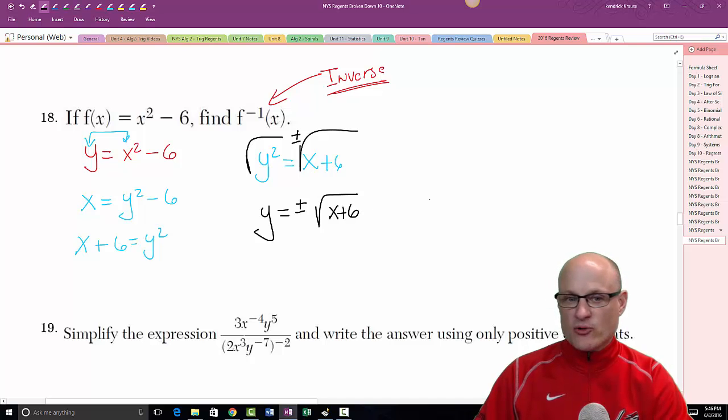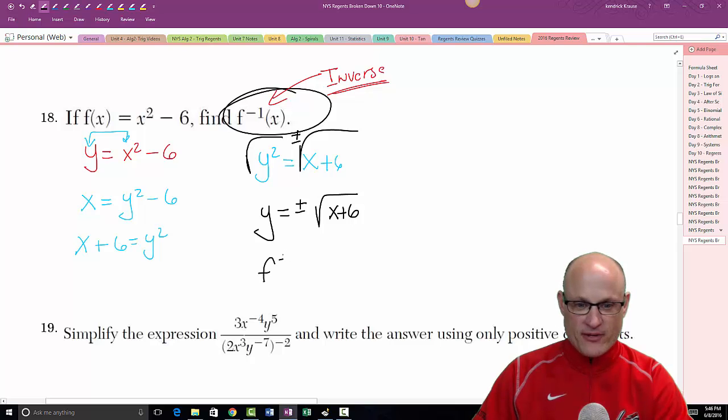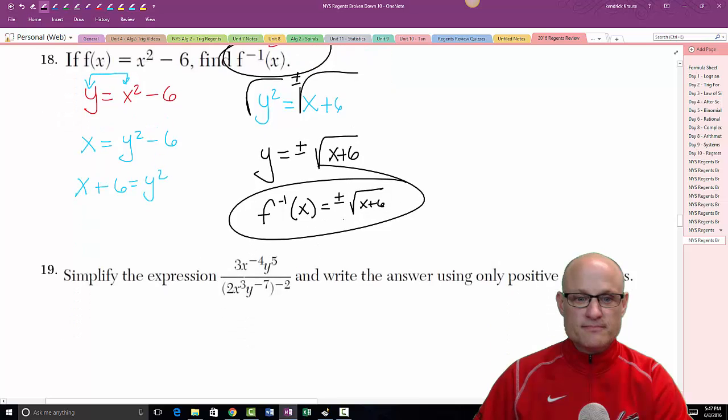Now, even this would not get you full credit because it said find this, and you've got to put it back in the proper notation. f inverse of x equals plus or minus the square root of x plus 6. Done.